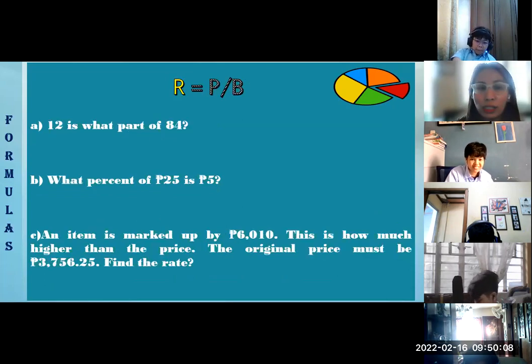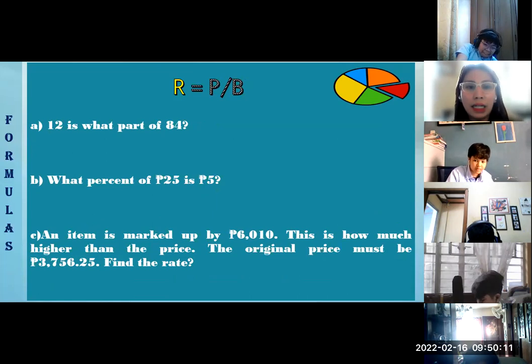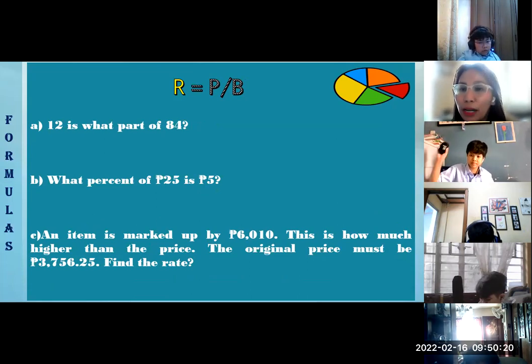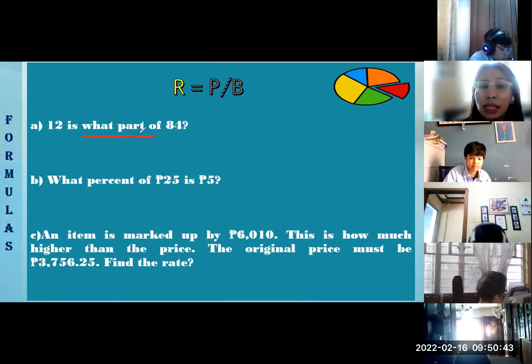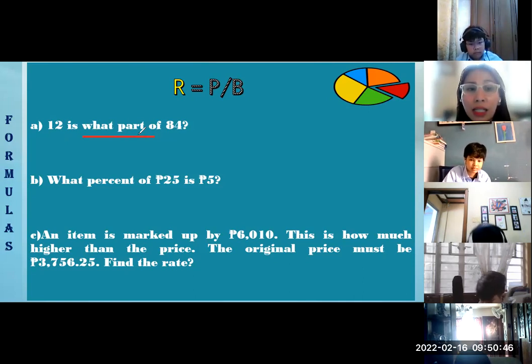Next, move naman tayo sa rate ang missing. Rate is missing. We have to find the rate. The formula to be used is simply divide percentage by the base. So, for problem number 1, 12 is what part of 84? Ayan, what part naman? Ibig sabihin, hinahanap yung rate. Ilang percent daw ba yung 12 ng 84?